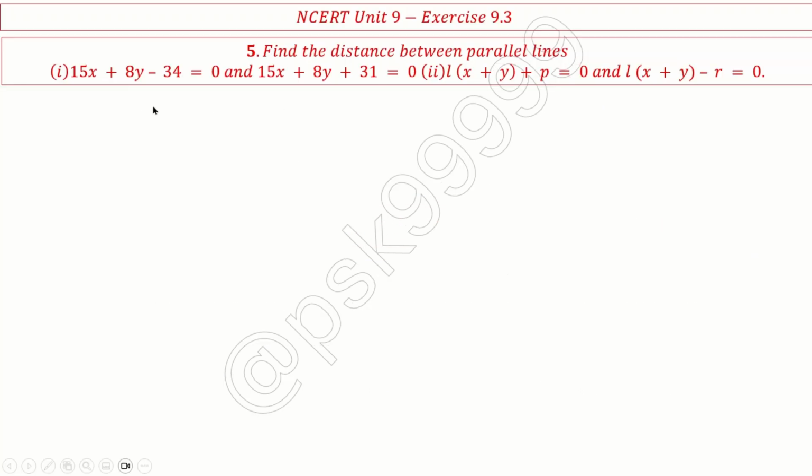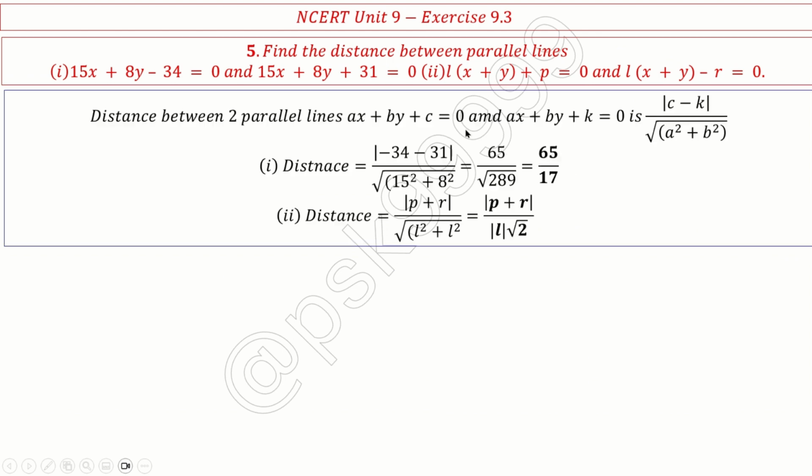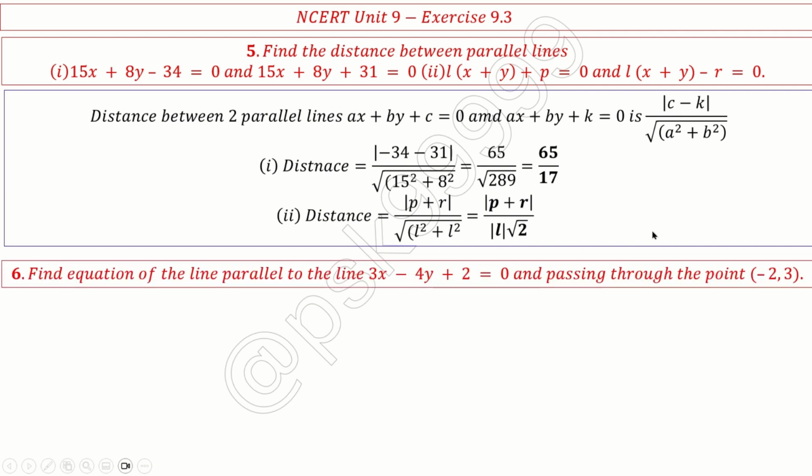Find the distance between parallel lines. This is very simple. You have to apply the formula: the difference in constant terms divided by the square root of a squared plus b squared.